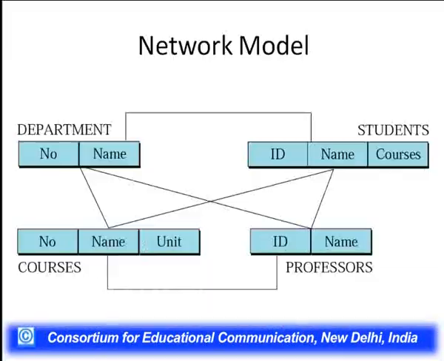In the network model, as we can see, the department is related to the student, who is related to the professor, as well as the courses. So we can see here that the different objects within the database are interrelated to each other, and there can be multiple relationships between the different objects. This can be implemented using pointers or lists, or we can say it is something like a linked structure where each node points to the other related node.